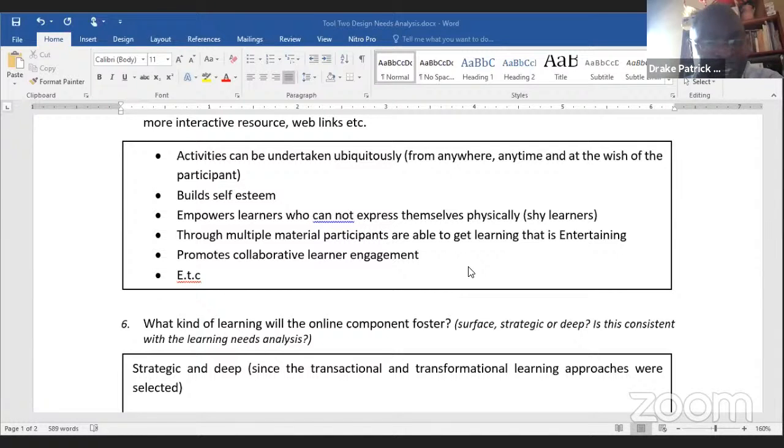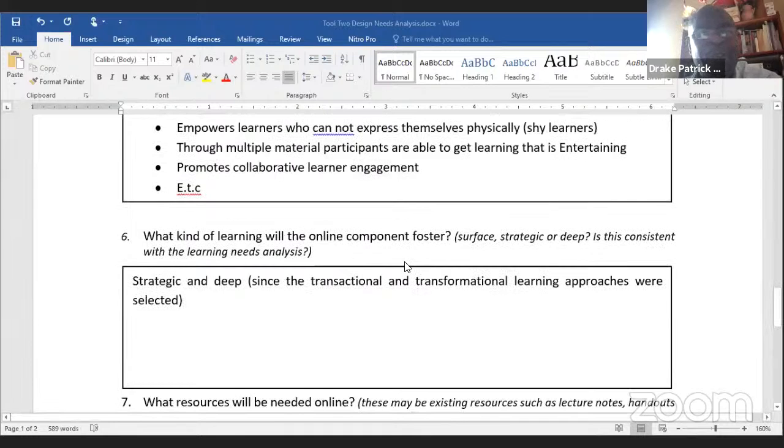Colleagues, you have to agree that the current model of classes, where universities are paying lecturers or computing lecturers' effort on hours spent studying in class, does not ably represent the level of effort a lecturer needs to support a learner. So 6, what kind of learning will the online component foster?